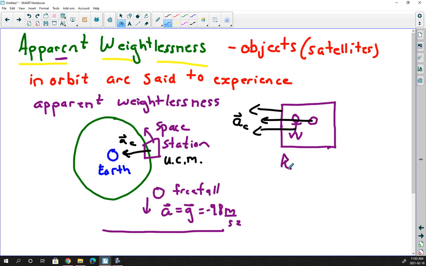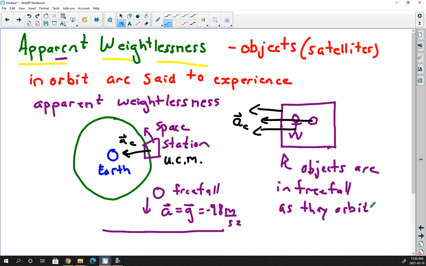We can say that the objects are in free fall as they orbit. So if you could have someone, like I said, in the space station orbiting the Earth, they are experiencing free fall. And that's why they're seeing all this. And by the way, if you were on the planet Earth and you were in an elevator that was free falling, let's say someone cut the cables, you would be experiencing exactly the same thing. And we're going to look at that next.